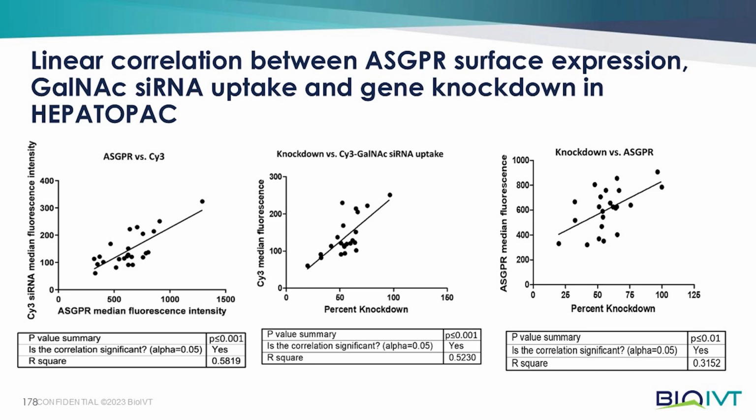And we just looked at whether there was a correlation between ASGPR expression, the GalNAc siRNA uptake, and gene knockdown. We found a pretty good linear correlation. We do know that the ASGPR expression can vary from donor to donor and at different time points in culture. So this was still dependent on the ASGPR. We did a couple of separate studies where we knocked down ASGPR with transfection and then looked at GalNAc uptake. And again, we did find a good correlation, basically just validating that our siRNA was getting into the cell by the expected method.